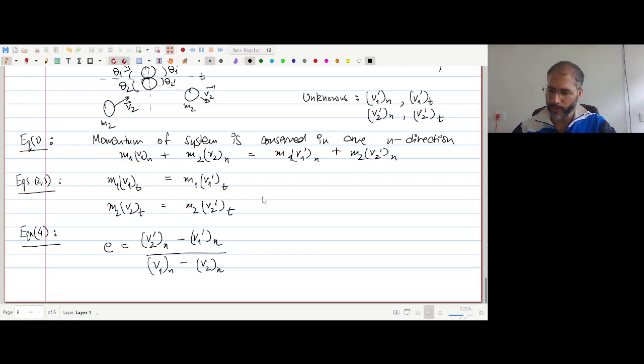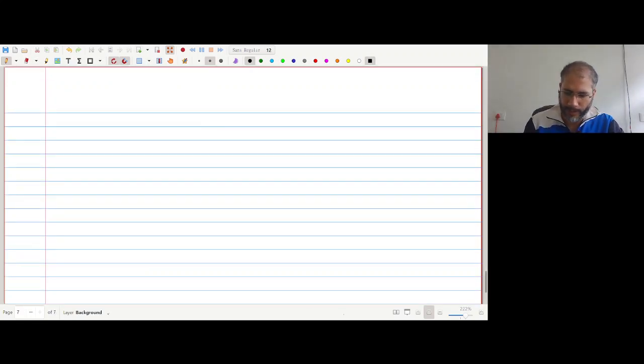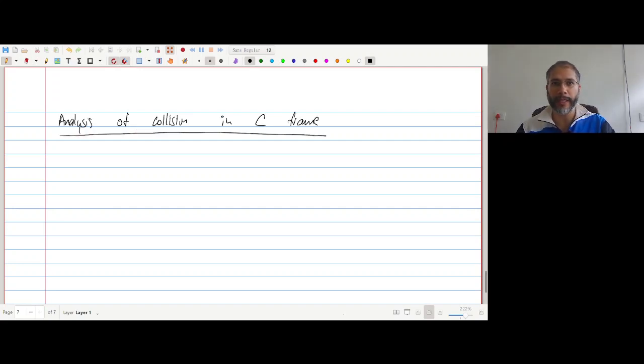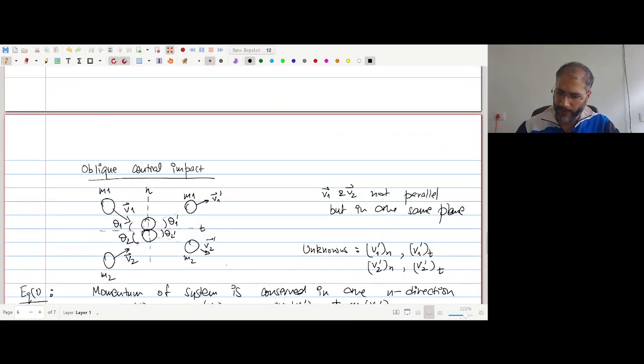So this can easily be solved. But the only problem is it becomes quite hectic algebraically, and managing this becomes a bit too tedious. So for that we have an interesting alternative to this approach, and that is called the analysis of collision in C frame. So the C frame is the center of mass frame. So till now whatever we were doing is from the L frame. Okay, so this L is called the lab frame.